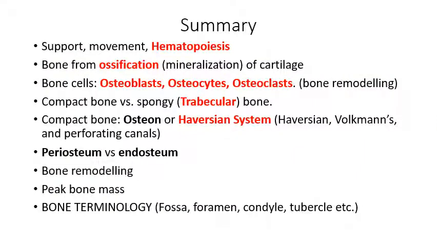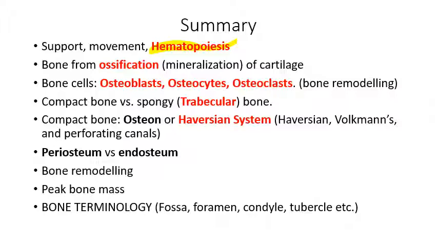All right, so to summarize, we talked about one of the most important things that happens within bones, which is hematopoiesis. That's the formation of red and white blood cells. We're going to talk about that in detail when we talk about the blood during the cardiovascular unit. Ossification is converting cartilage into bone through mineralization. Basically, we talked about the different types of bone cells, osteoblasts versus osteoclasts, and how they are involved in bone remodeling. We learned the difference between compact and trabecular bone, spongy bone. We learned about Haversian systems, Haversian canals and Volkmann's canal.